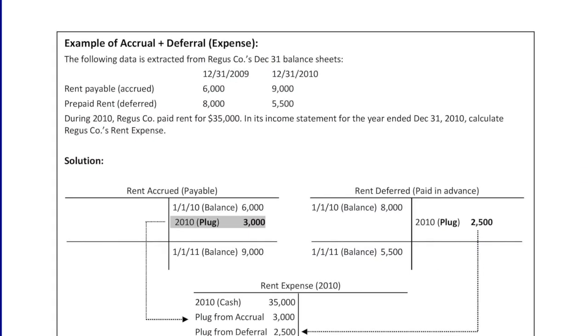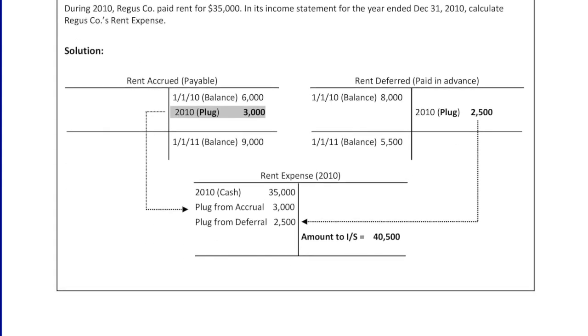So we looked at rent accrued or payable, basically yet to pay, as well as rent deferred, that's paid in advance. And then we had rent expense paid out in cash during the year. So $35,000 of rent expense paid out in cash, that was cash basis. Now on that cash basis number, you use the plug from accrual as well as the plug from deferral, and that helps you calculate the amount which goes into your income statement, basically the accrual basis number. So right there, accrual basis.